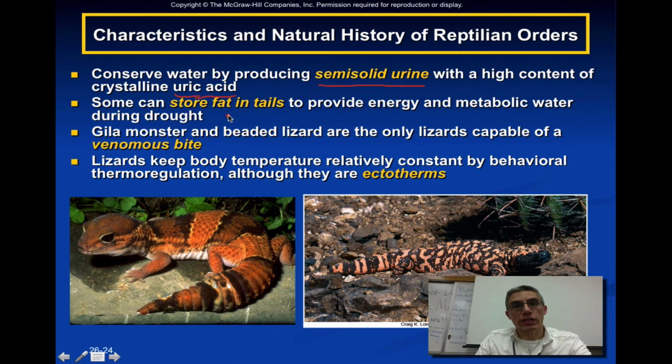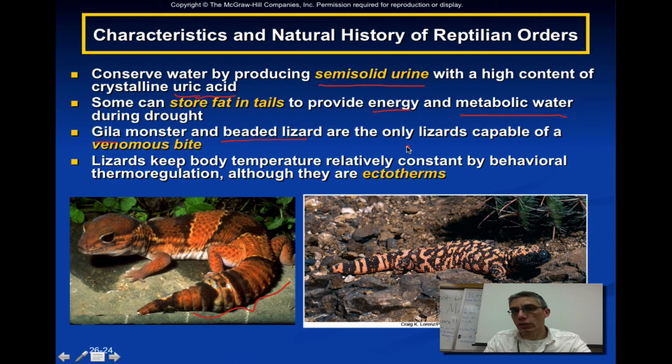Now, there are some lizards that can actually store fat in their tails, and this is going to be used to provide energy and possibly metabolic water during droughts. And the leopard geckos we have in the back of my room, like the one you see down here, is a good example of this type of lizard. Now, there are a couple of venomous lizards that we do have out there, and the Gila monster would be one, and the beaded lizard would be the second one. And these are really the only lizards that are capable of inflicting a venomous bite.